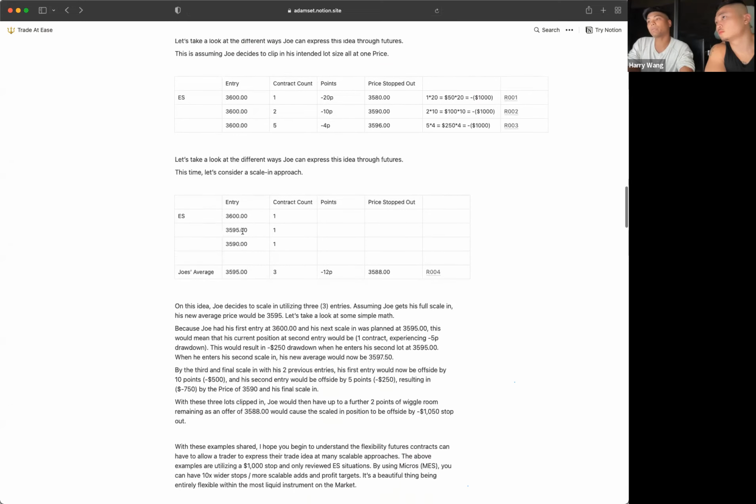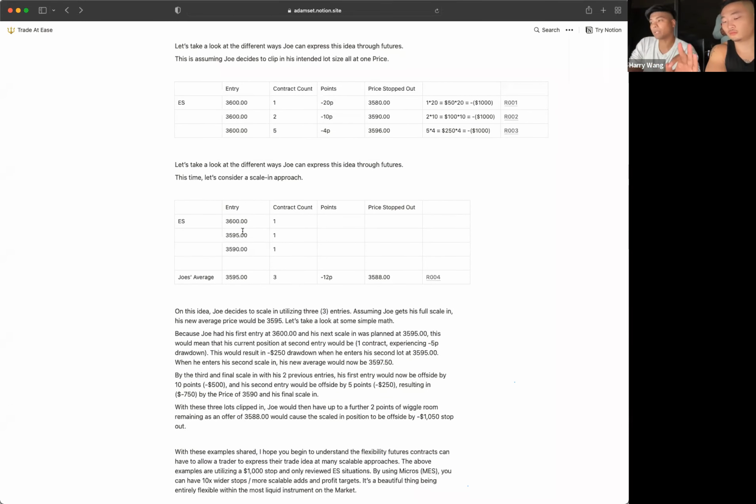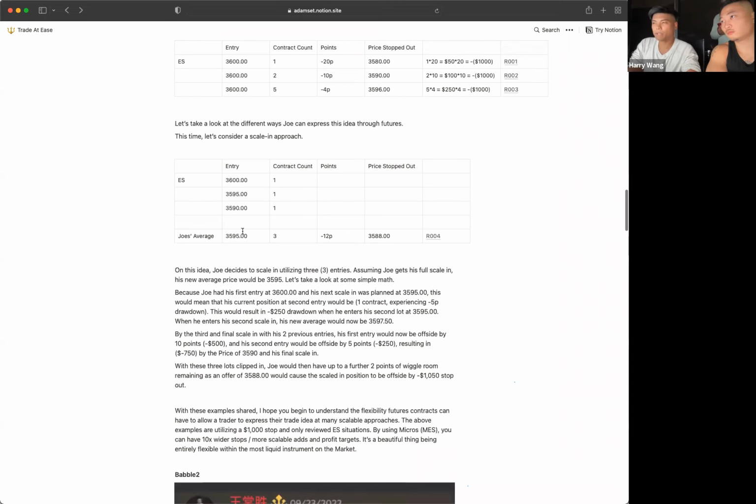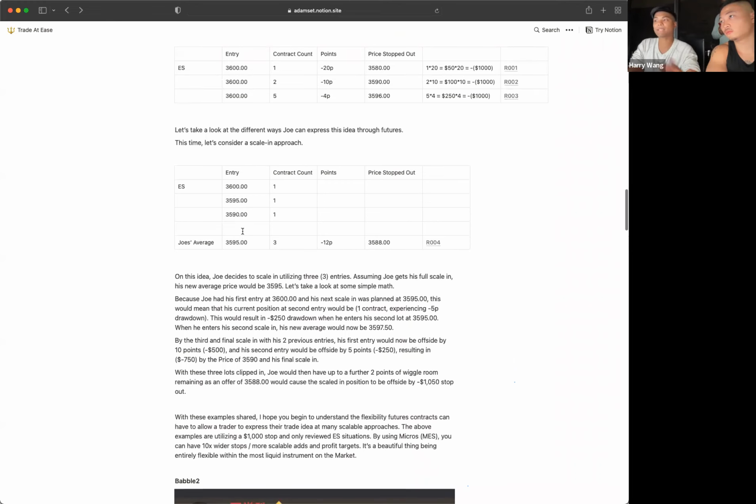Now, on this idea, Joe decides to scale in utilizing 3 entries. Assuming Joe can get his first scale-in, his new average price would be 3597.5. Let's take a look at some simple math. Because Joe had his first entry at 3,600 and his next scale-in was planned at 3595, this would mean that at his second entry, he would have one contract experiencing 5 points of drawdown. This would result in negative $250, where he would enter his second lot at 3595. When he enters the second scale-in, his new average would then be 3597.